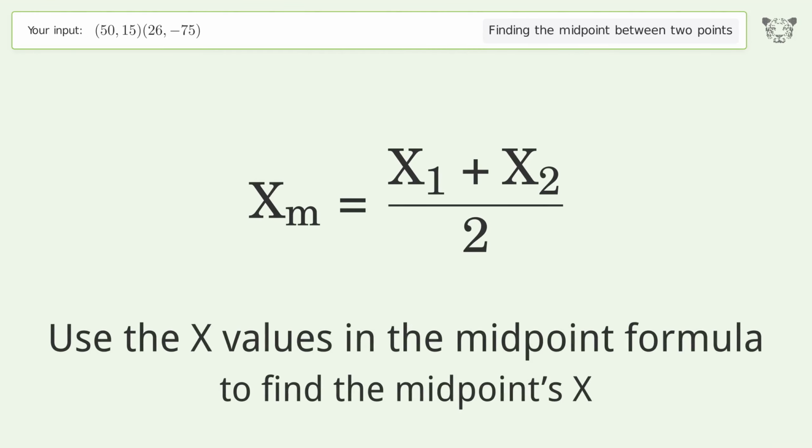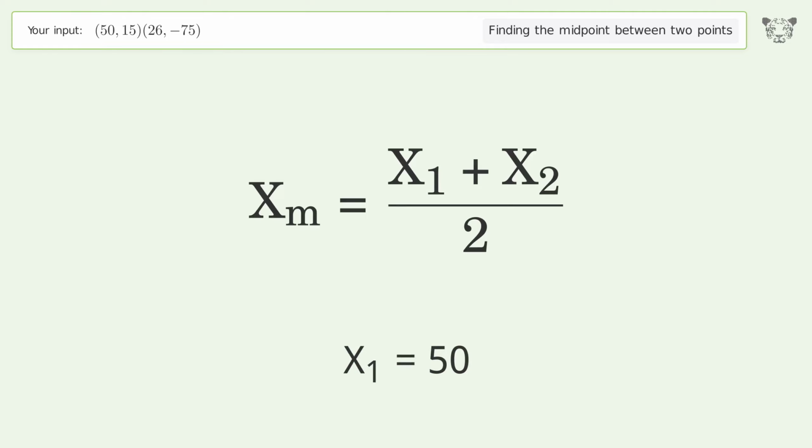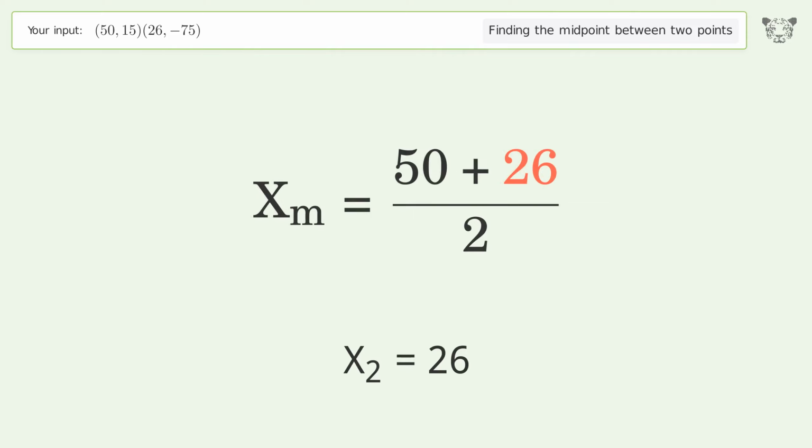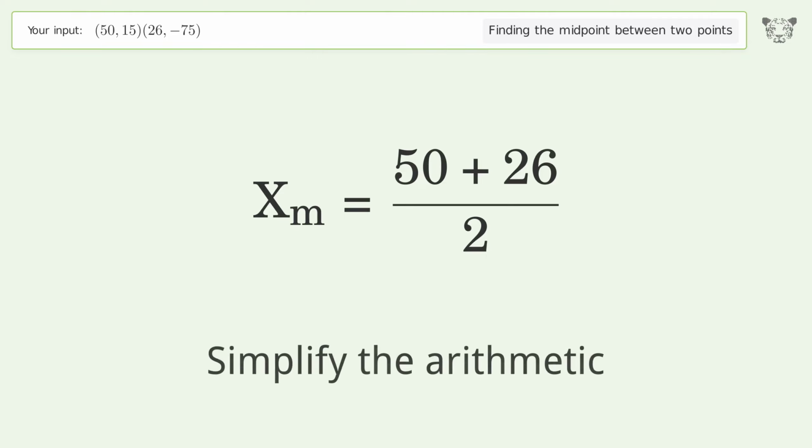Use the x values in the midpoint formula to find the midpoint's x. x1 equals 50. x2 equals 26. Simplify the arithmetic.